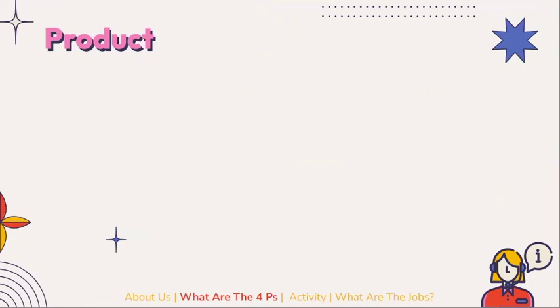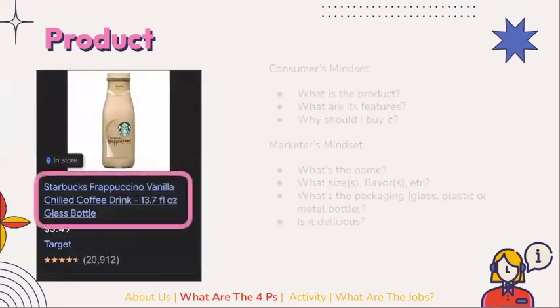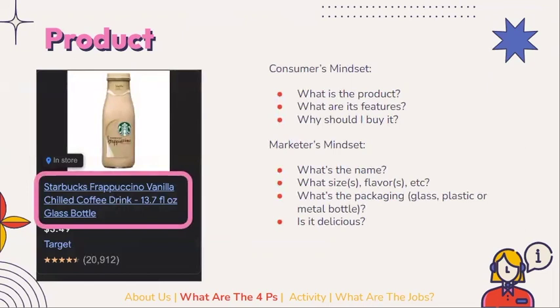So, like I said, the first P stands for product. And to explain what marketing really is, we're going to use a popular brand known as Starbucks. Some of you may have heard of it. And in this example, you can see there is a Starbucks Frappuccino Vanilla Chilled Coffee drink. And we're going to use this to explain what the product section is.